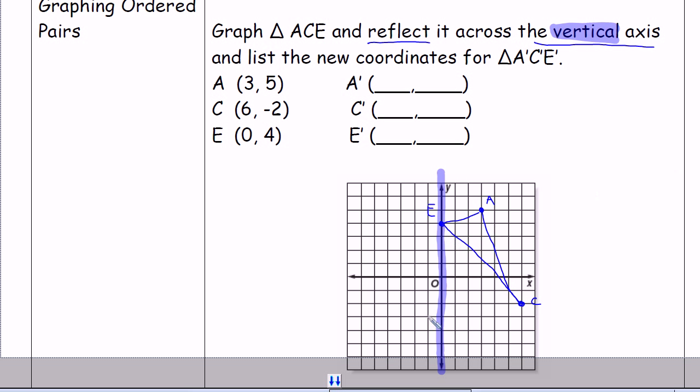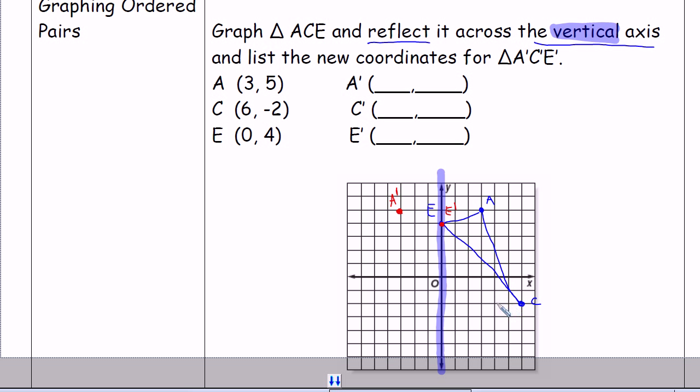So E is going to be right at the mirror, so E doesn't move any. E is going to be E prime. A is 3 units away from the mirror. I'm going to count 1, 2, 3 units away on the left side, and there's A prime. And C prime is all the way down here. I mean, C is right here, so C prime is going to be down here somewhere.